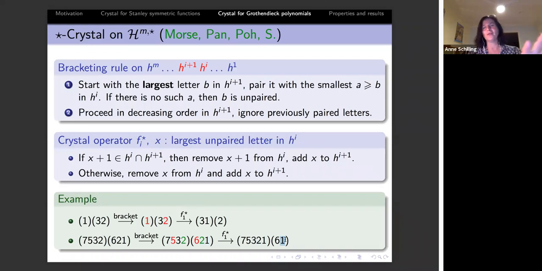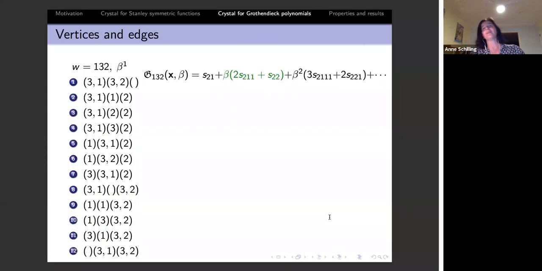Okay, so those are the two rules, basically. Either you can just move a letter over if there's no repeated letter, or if there is, you use this rule that I just described. So that gives us a crystal. And here's now an example. First of all, I'm claiming it's a crystal, but I'm going to show you in a second how you can actually prove that this is a crystal. But now let's assume it's a crystal.